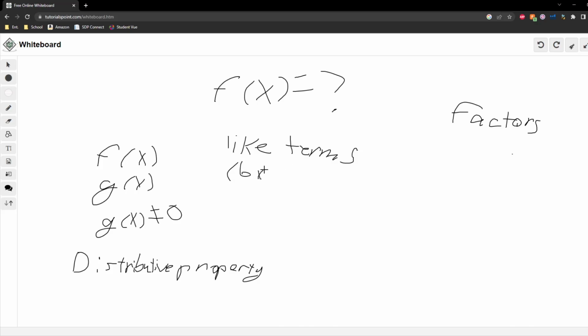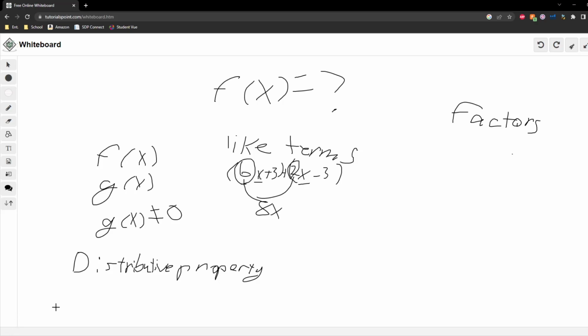Like terms are terms that share the same variable. For example, in the equation 6x plus 3 plus 2x minus 3, the coefficients 6 and 2 would be like terms because they both share the variable x. Positive and negative 3 would also be like terms because neither of them has a variable. So, this equation would simplify to 8x.